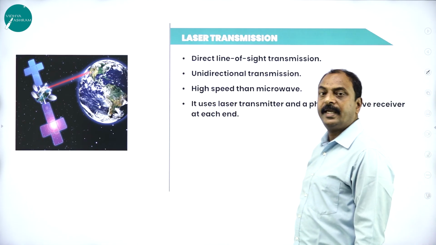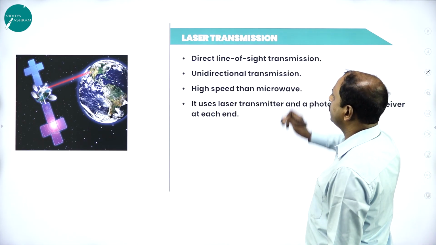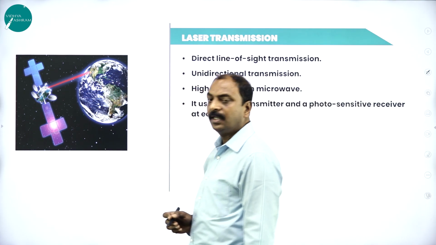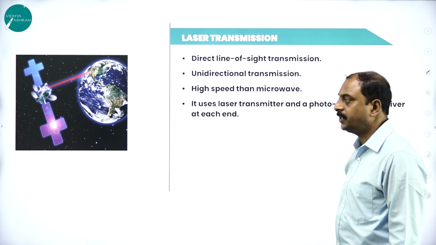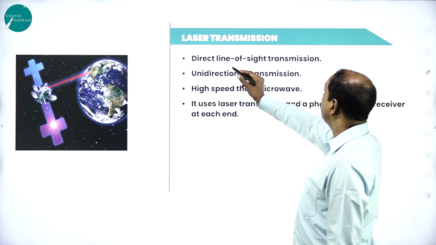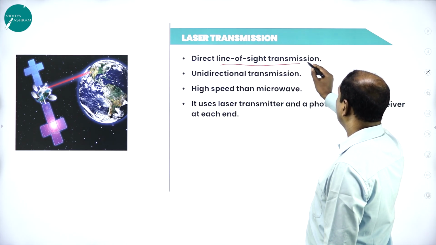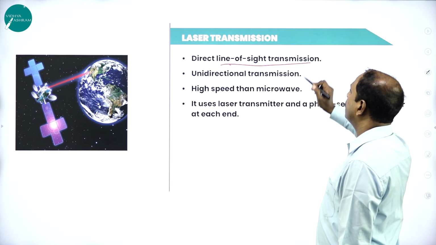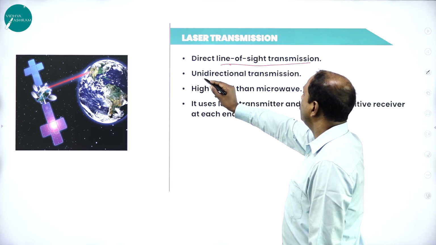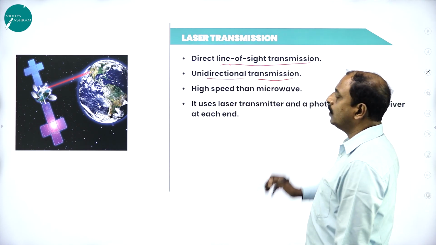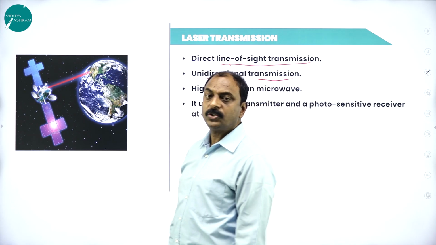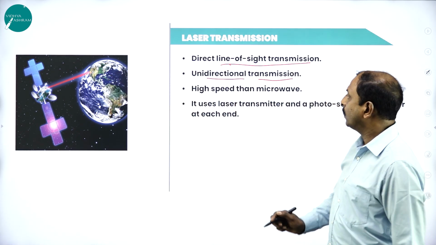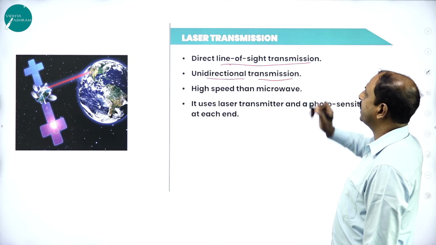Now the next one is laser transmission. So what is laser transmission? Look at the diagram here. It indicates the laser communication technology. Here it is a direct line of sight transmission. You know what a laser is: laser light, and it is a direct line of sight and unidirectional transmission. Whatever data I send goes directly in one direction only. That is the meaning of direct line of sight transmission.